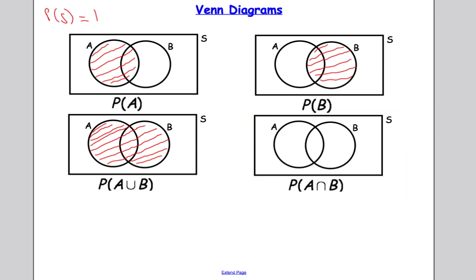Now this symbol here, which is a little bit like an N, means intersection. And that means the probability that both A and B occur. So we're talking about this region in here. So that's A and B occurring. So the intersection of the two circles or ovals.